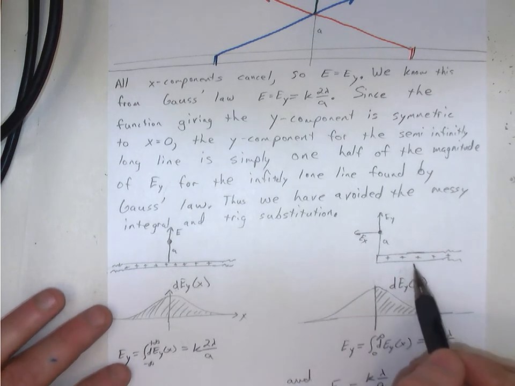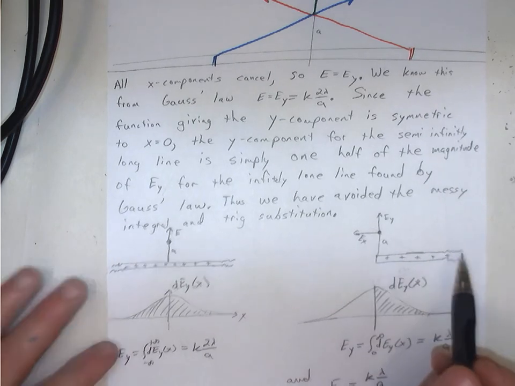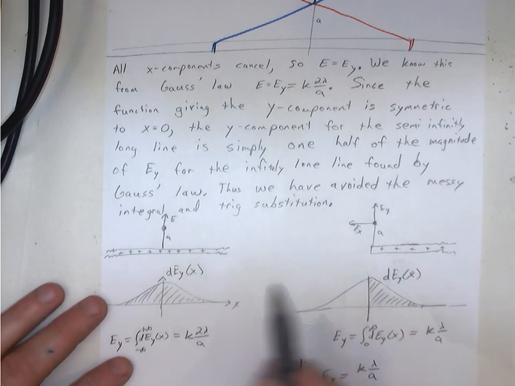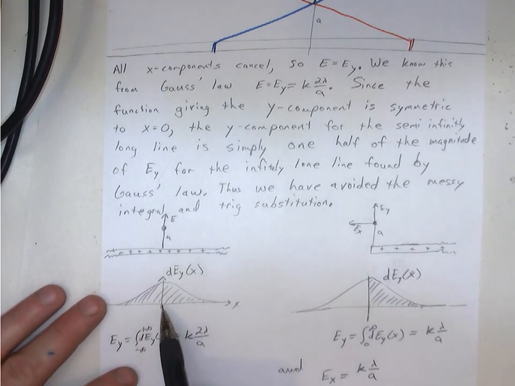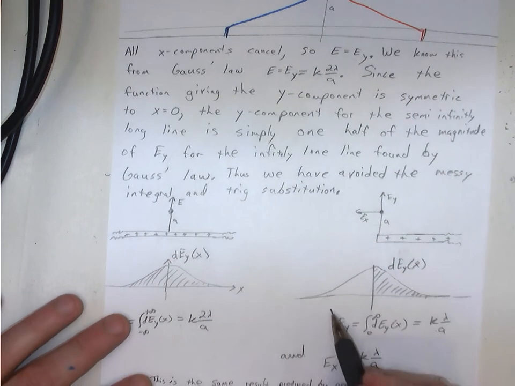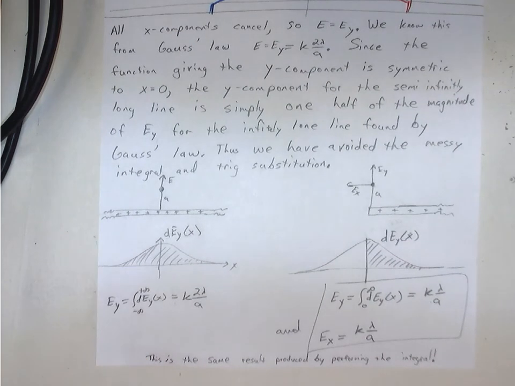Now moving to the semi-infinite line of charge, we found the x component, doing our normal methods, but the y component is just half of this total. So it's equal to k lambda over a. So now we have our x and y components of the semi-infinite line of charge, and we didn't have to do a messy integral involving a trig substitution. Genius, right?